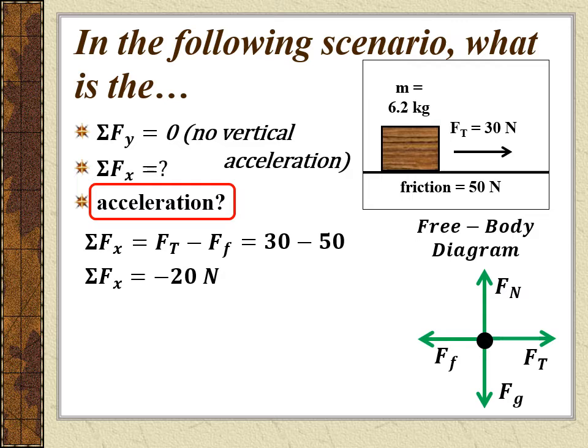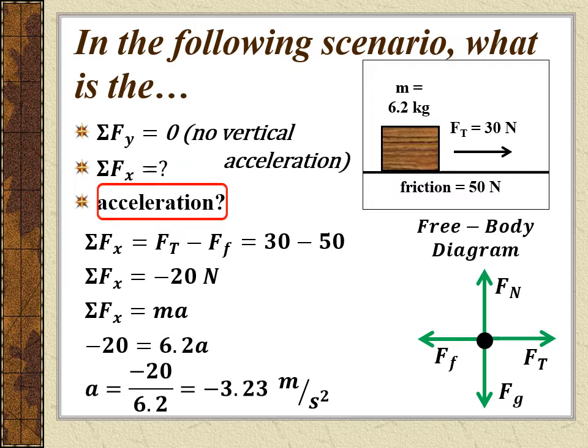Now to find the acceleration, since we do have a net force in the x direction, that means we're going to have an acceleration in the x direction. So we use Newton's second law, net force equals mass times acceleration. We use that net force of negative 20, the mass, which is given in the problem to be 6.2 kilograms, and then we plug that into our equation, divide by 6.2, and we get an acceleration equal to negative 3.23 meters per second squared for our system.